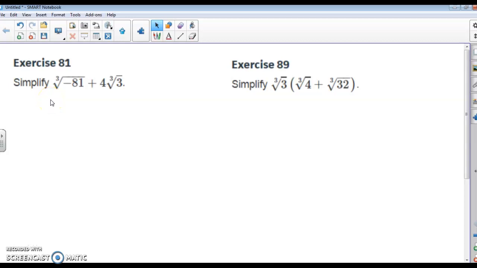Everybody, so whoever needs help with 81 and 89, I'm going to just do them real quick here. So we have the cube root of negative 81 plus 4 cube root of 3.